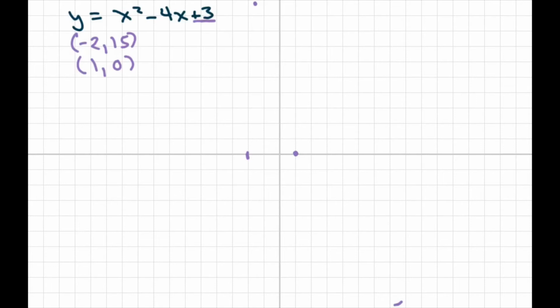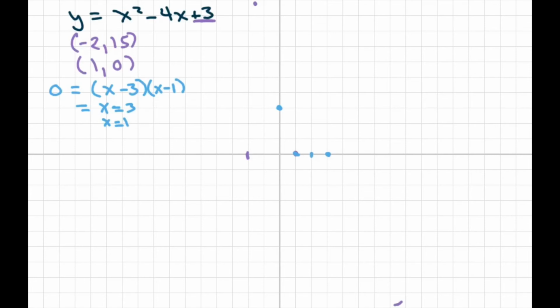Now, my y-intercept for this is 3, so go 1, 2, 3. That's when x is 0, y is 3. And also, let's factor this and find my x-intercepts. So we get x minus 3 times x minus 1. So that's going to be x is 3 and x is 1. So we already have this one and 3. 1, 2, 3. There's your midpoint right in there, which is 2.